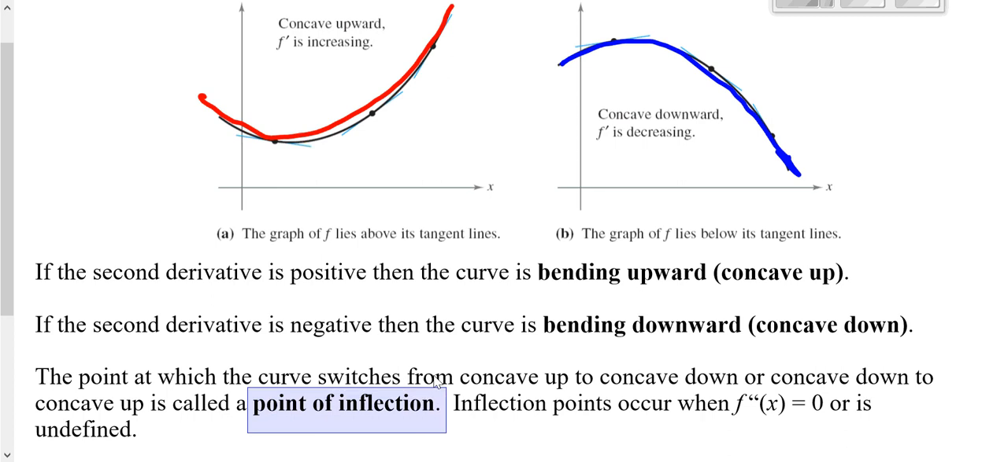Point of inflection occurs when your second derivative is either equal to 0 or undefined. So you're finding your same critical points by your derivative being 0 or undefined, but the second derivative tells you whether it's concave up or concave down.